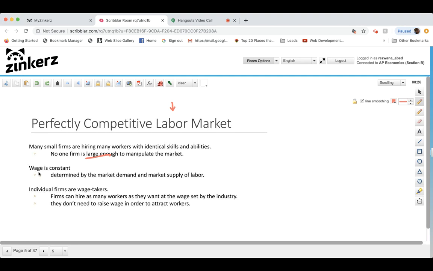And wage, right? So wage is what? Wage is the price of labor. So it's the factor payments for hiring labor. The price of labor is constant, and it is determined by the market demand and market supply of labor. So if you think about the perfectly competitive product market that we saw, it looked something like this, right?